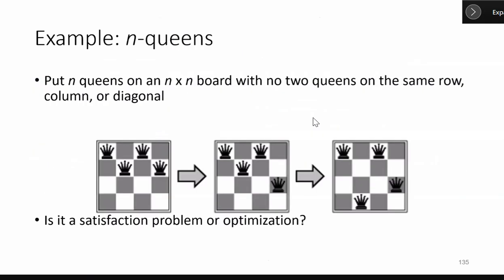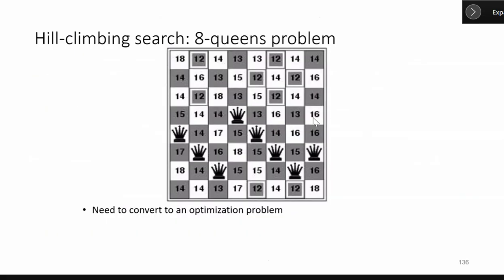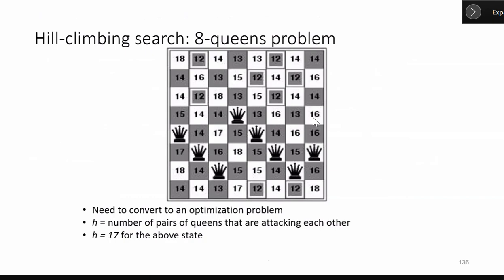One more thing in hill climbing, we can even consider the n queens problem. Using hill climbing, even the n queens problem can be solved, with no two queens in the same row. So you just move, and you can use hill climbing in this n queens problem. What is the heuristic you can take? The number of pairs of queens that are attacking each other. So here we'll be getting the heuristic value h equal to 17 for the above state.